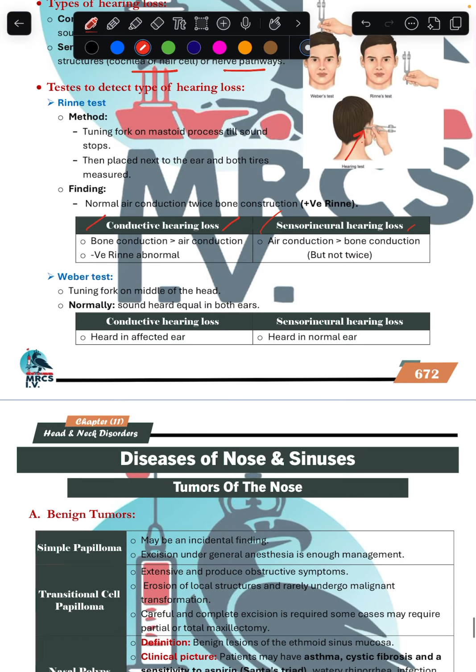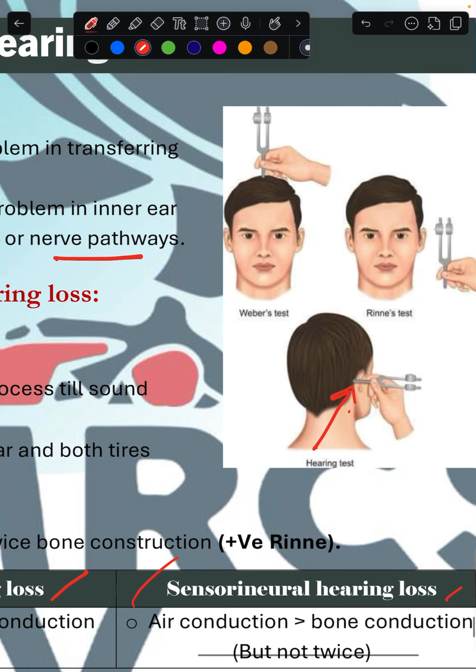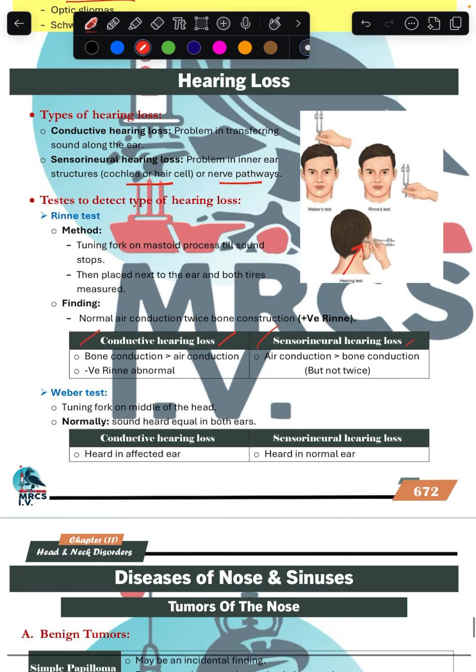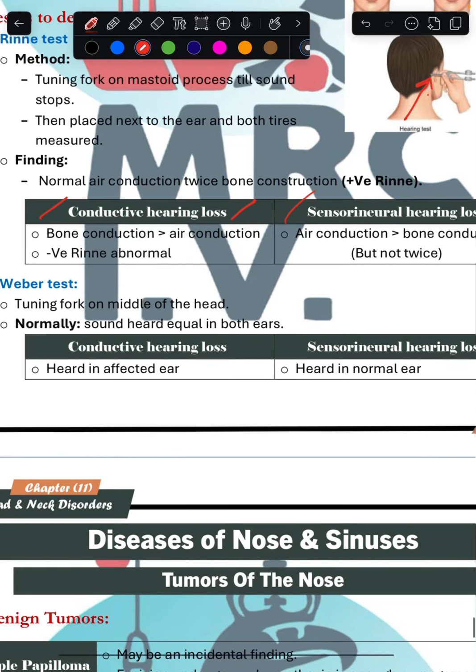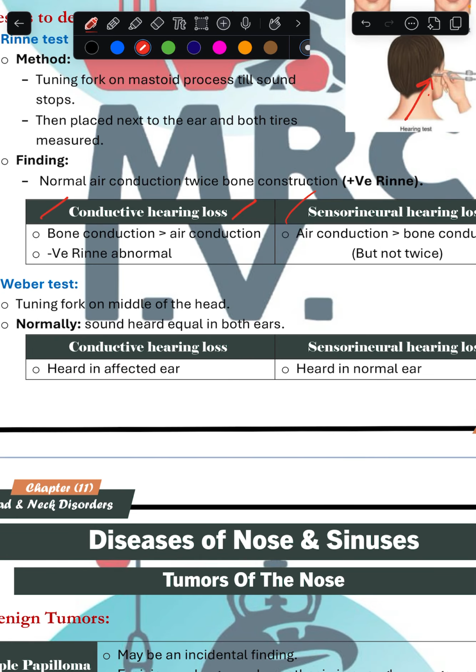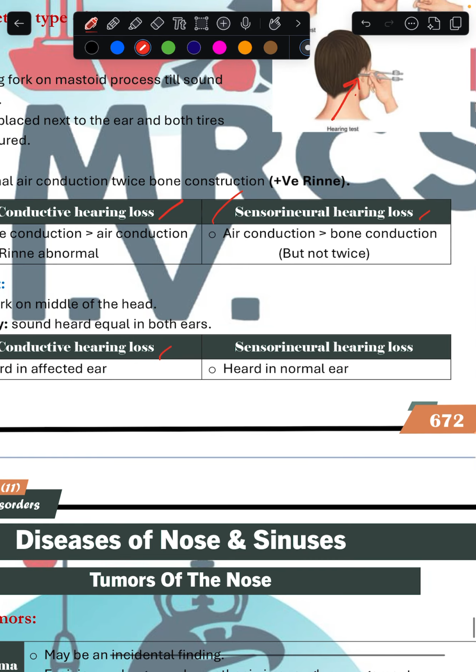Now Weber's test: the tuning fork is placed in the center of the head. It is placed here, at the center of the head. In conductive deafness, the sound is heard in the affected ear, the one ear. In sensorineural deafness, he hears the sound in the normal ear.